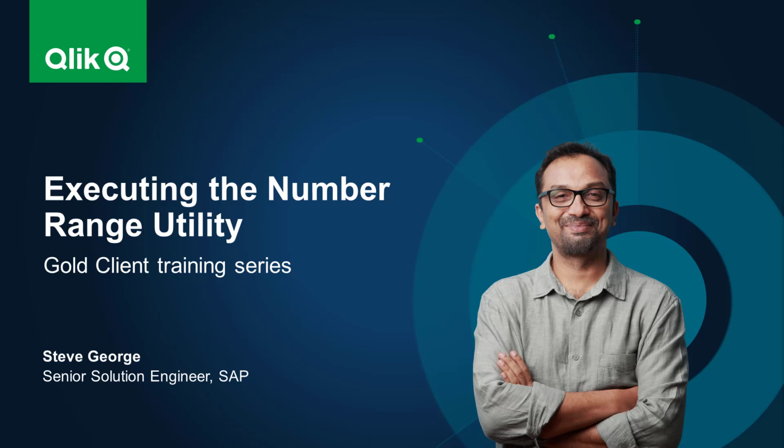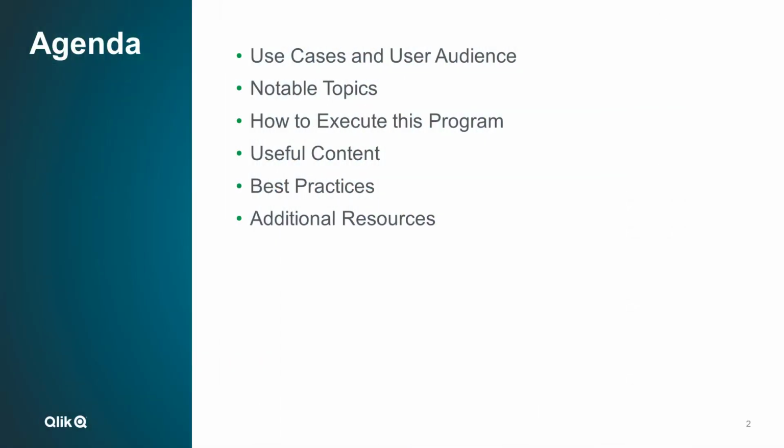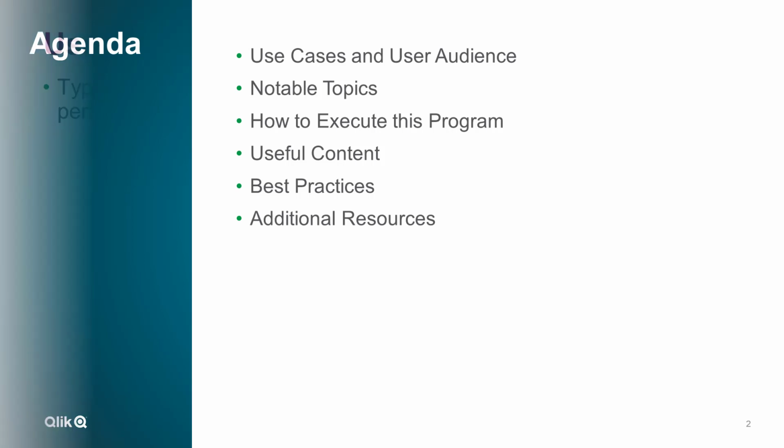In this video, I provide insight and how-to content for the Gold Client number range utility. I feel obliged to mention that this content is an advanced topic, but if you have prior experience in working with number ranges, that could prove helpful here. This video will focus on these key topics: use cases and the intended user audience, notable topics related to this program, and how to execute this program. I will conclude with several useful topics, a summary of best practices, and where to locate additional resources.